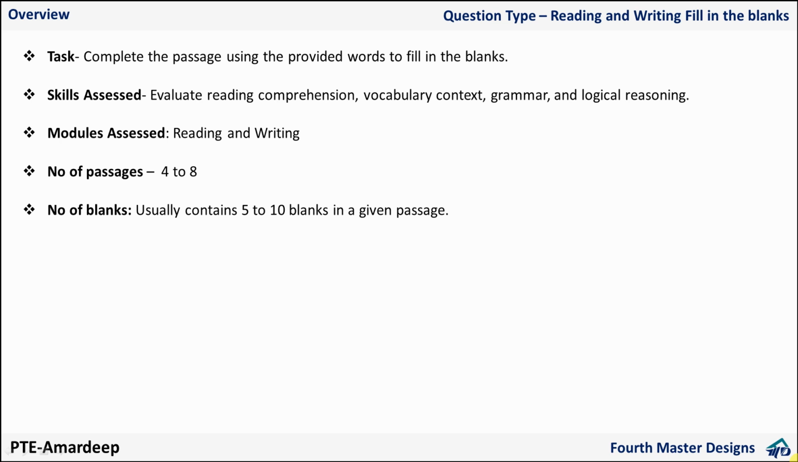You are going to get 5 to 10 blanks. Well, 10 is very rare. Usually 5 to 6 blanks. So I won't say exactly 10, and I won't say exactly 5. Sometimes there are 7 also.